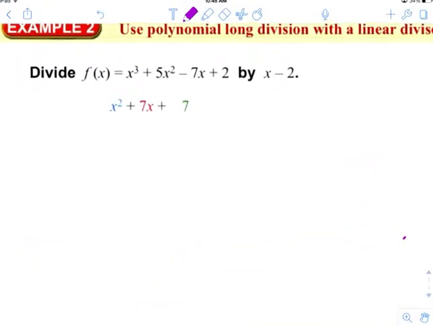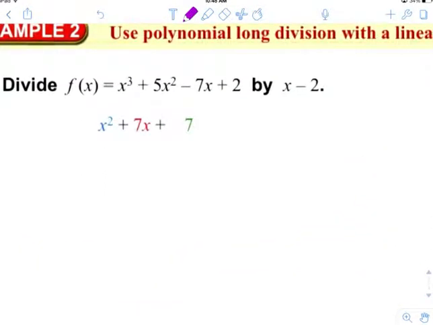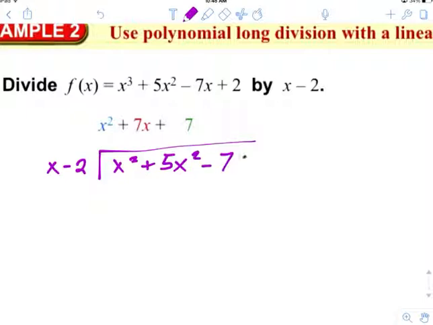Example 2. Again, we're going to use a really similar process for just dividing polynomials. X minus 2 gets divided into x to the third plus 5x squared minus 7x plus 2. And notice that there's no exponents missing. I have 3, 2, 1, 0 for my constant, so I don't have to substitute in any 0 coefficients for this problem. Again, I'm focused on the first term in my divisor and the first term in my dividend.